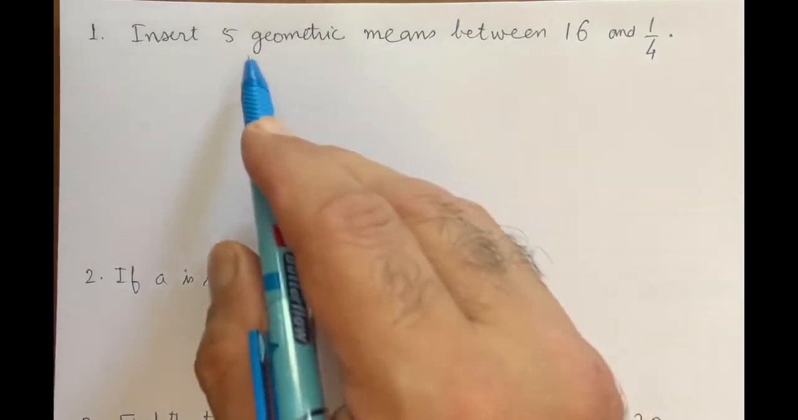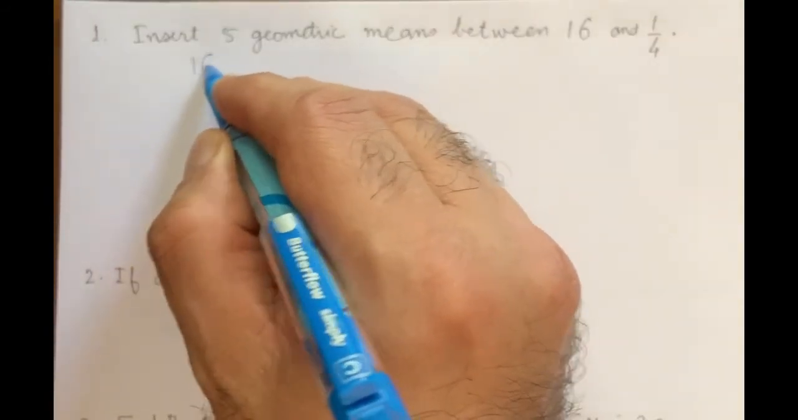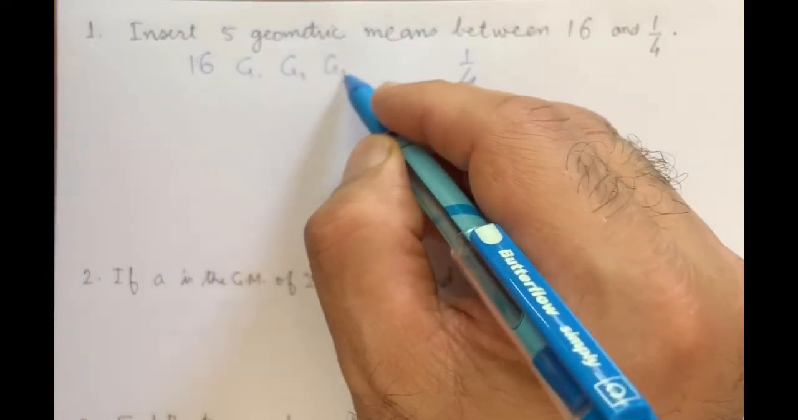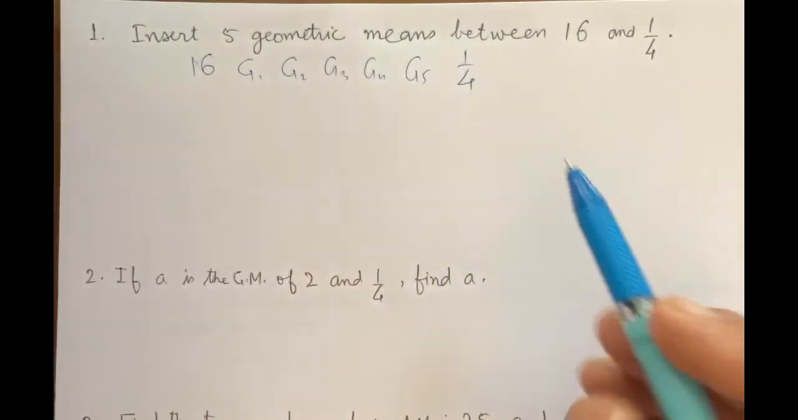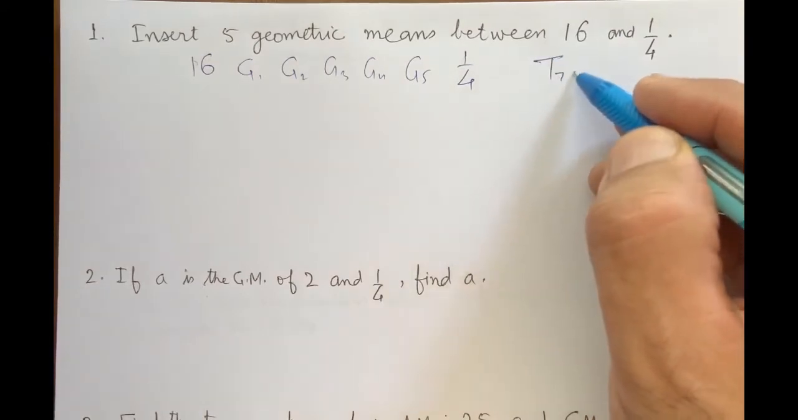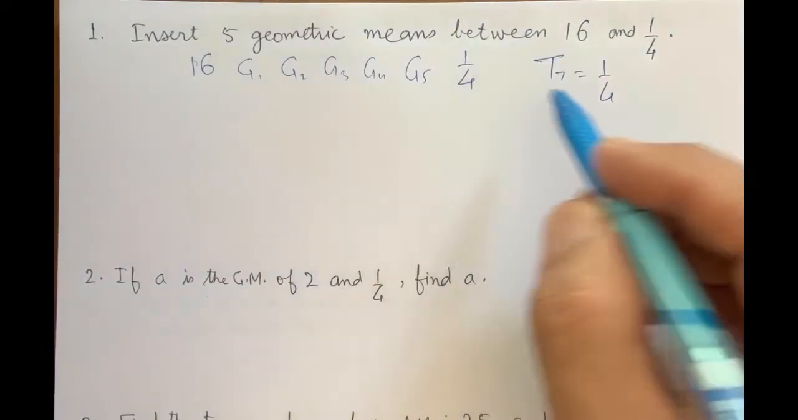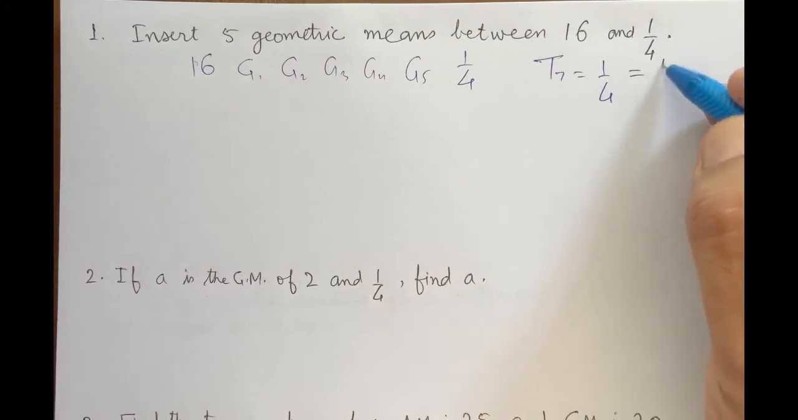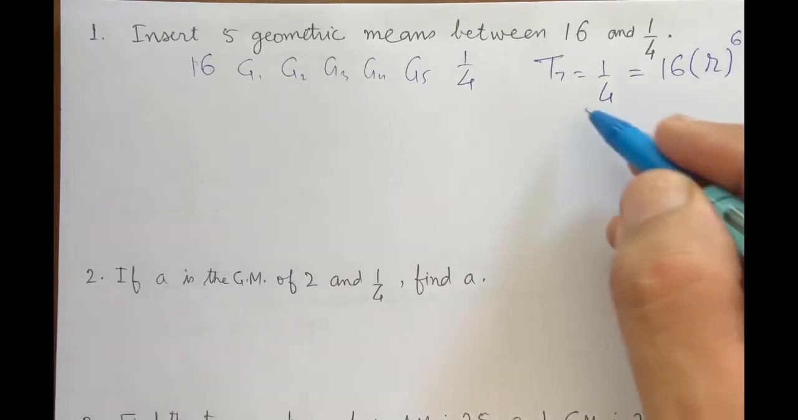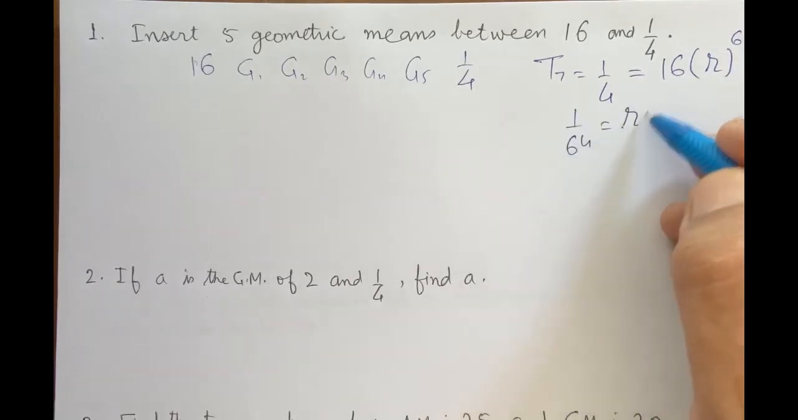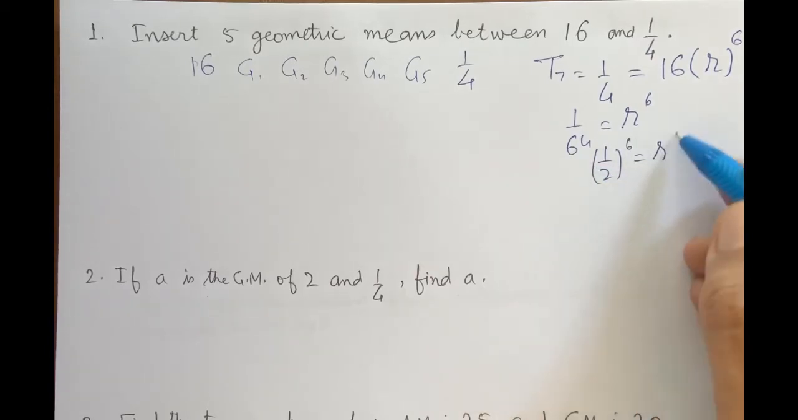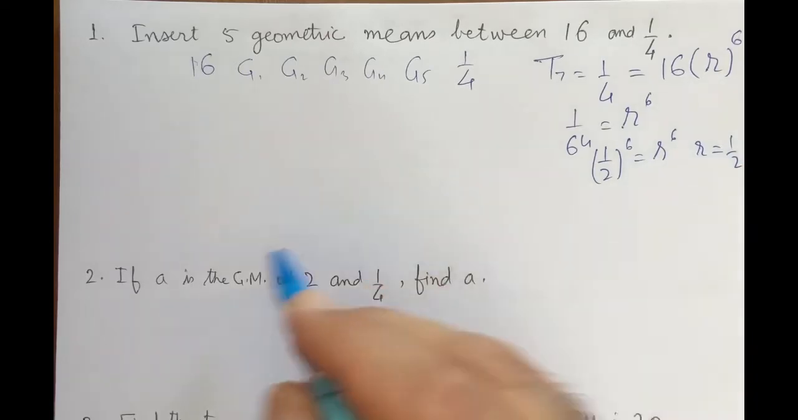We have to insert 5 geometric means between 16 and 1 by 4. So let us say the geometric means are g1, g2, g3, g4, g5. With 5 geometric means and 2 numbers, we have a total of 7 terms in GP, and the 7th term is 1 by 4. This is first term 16 into, let us say, common ratio r raised to 7 minus 1, that is 6. 1 by 64 is r raised to 6. 1 by 64 is 1 by 2 whole raised to 6. So this gives us common ratio as 1 by 2.